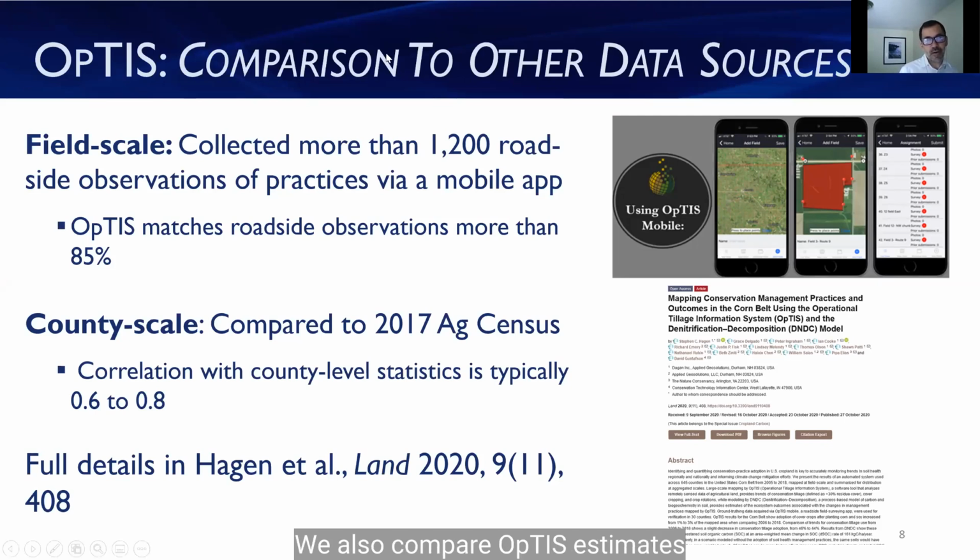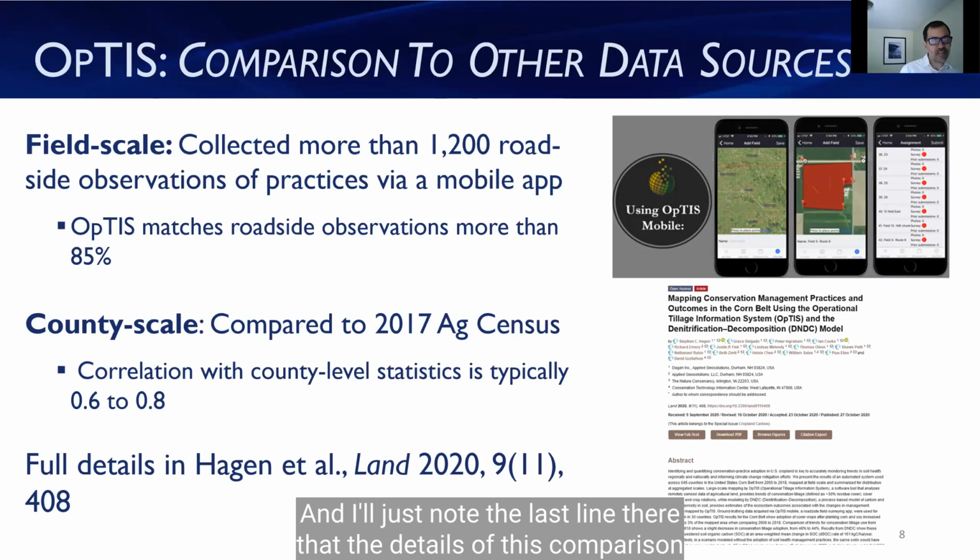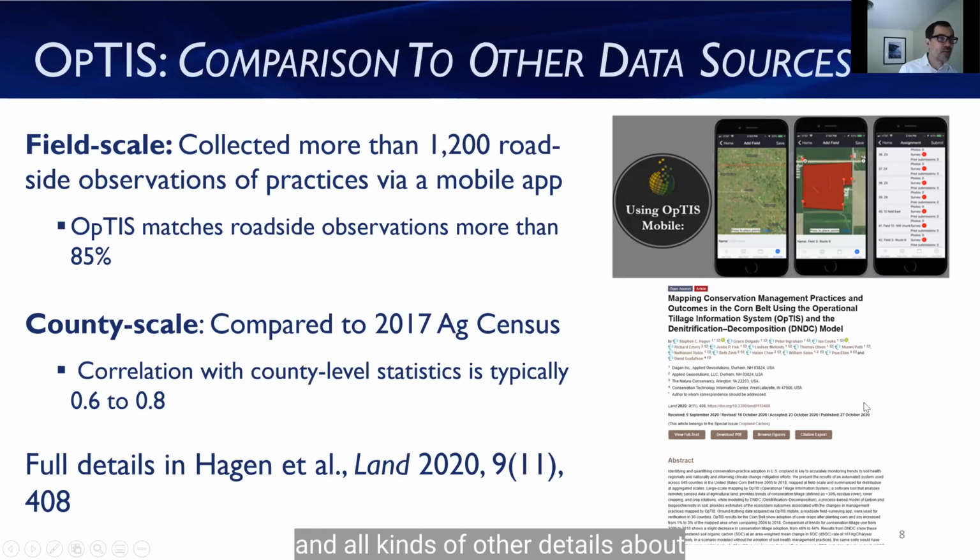We also compare OpTIS estimates to county level NASS Ag Census data. And we see good correlations there too. And so the comparison of these satellite-based estimates to other sources gives us some confidence in our estimates and guides us to where we may need improvements. And I'll just note at the last line there that the details of this comparison and all kinds of other details about the project can be found in the recently published paper in the journal Land.